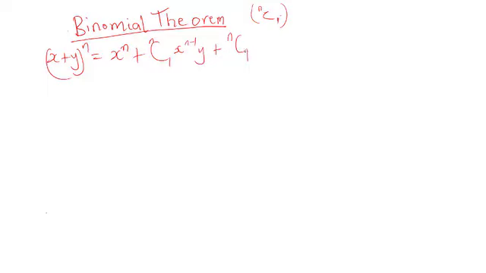plus n combination 2 x raised to power n minus 2 y squared plus n combination 3 x raised to power n minus 3 y cubed, plus up to the point where you have y raised to power n. Now this is known as the binomial theorem.